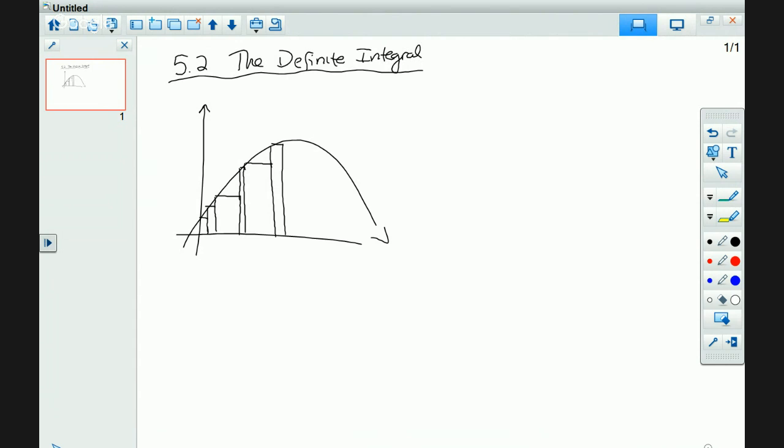And each one of these is going to have a unique width, right? So we're just going to call each width change in x sub i. So this would be width 1, and then this next one would be width 2, then width 3. Okay, but the i is just a variable that can change. So you can see how we can build a sum out of that, right?